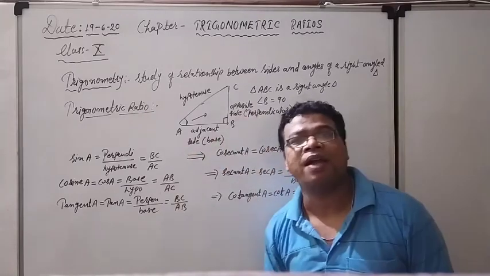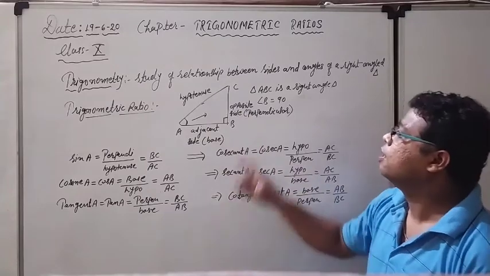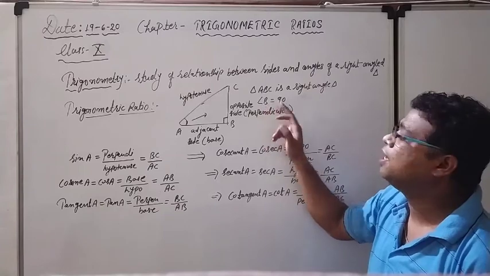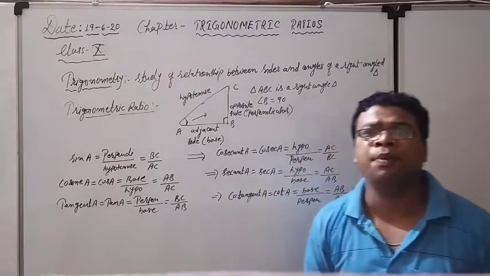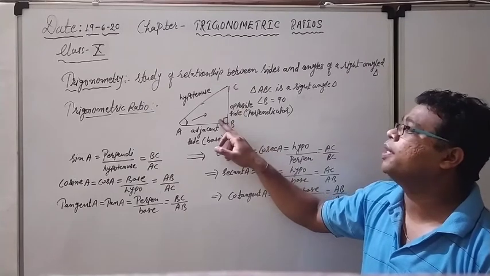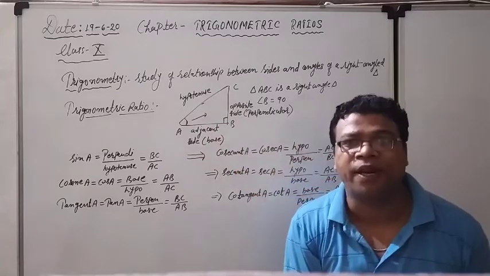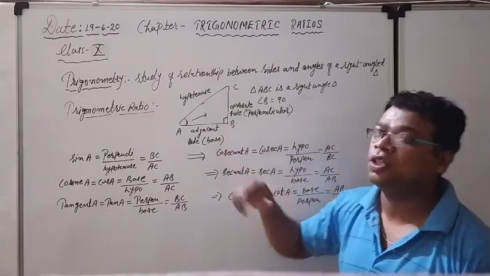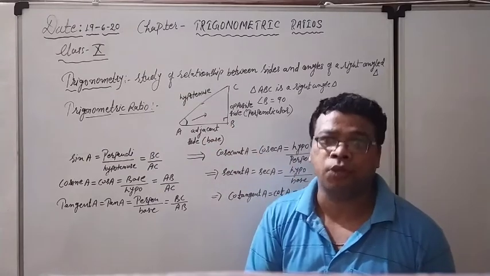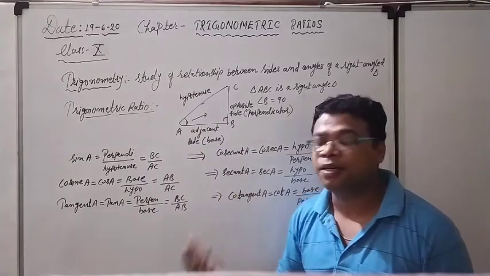Now, one by one. What have I drawn here? I have drawn a right angle triangle. You can see triangle ABC is a right angle triangle whose angle B is 90 degrees. If angle B is 90 degrees, then the side which is just opposite to the 90 degrees, and which is the biggest side of the triangle, is known as the hypotenuse.